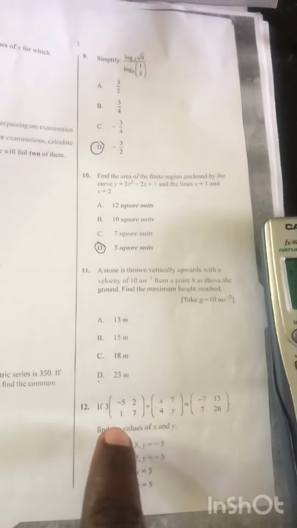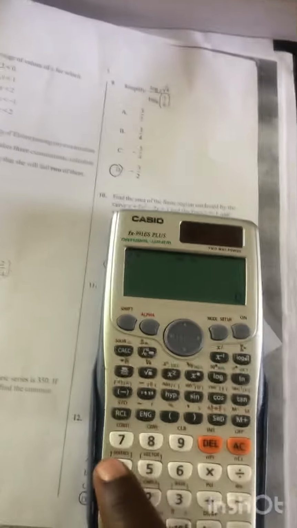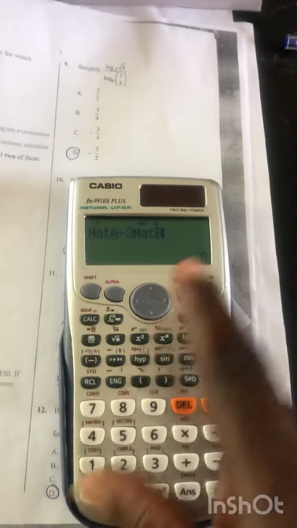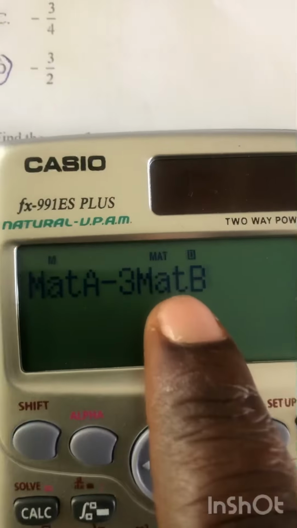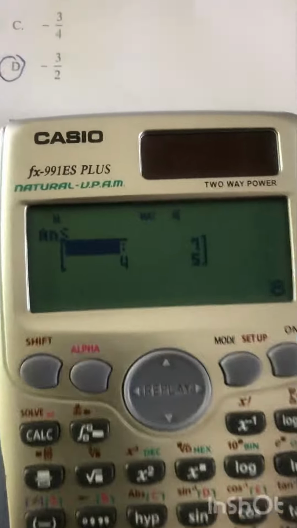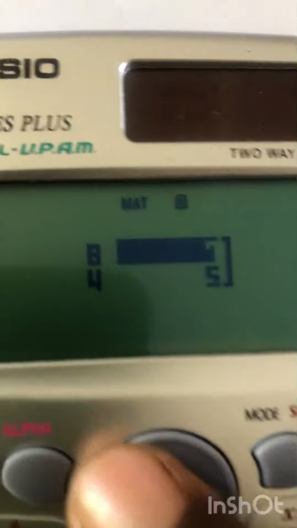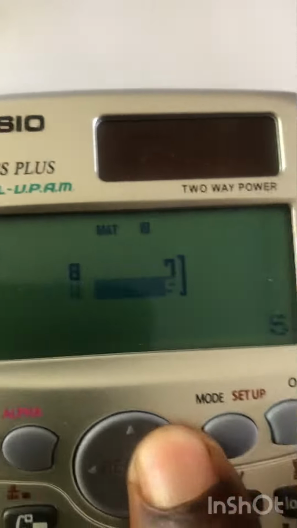So now to find X and Y, matrix A minus 3 times matrix B. So let's find it. I press shift, matrix A is 3, minus 3 times shift matrix B, which is 4. So matrix A minus 3 times matrix B, I press equal to. So I get 8, 7, 4, 5. So X is here, which is 8, and Y is here, which is 5. So the answer is X is equal to 8, Y is equal to 5, which is B.